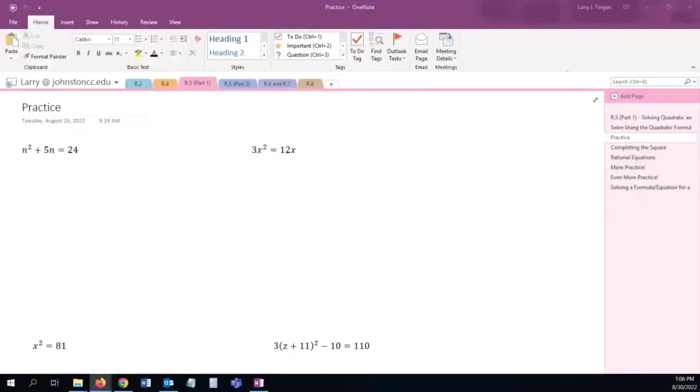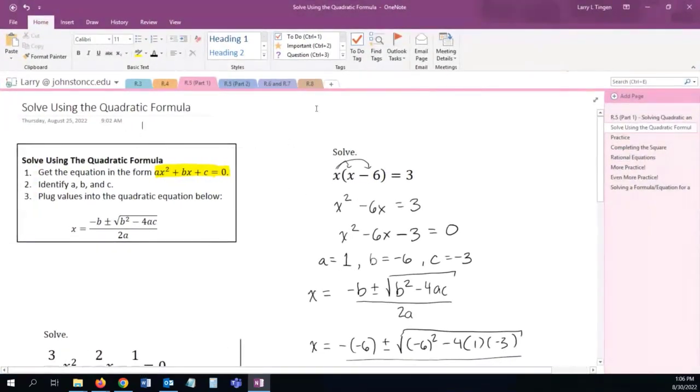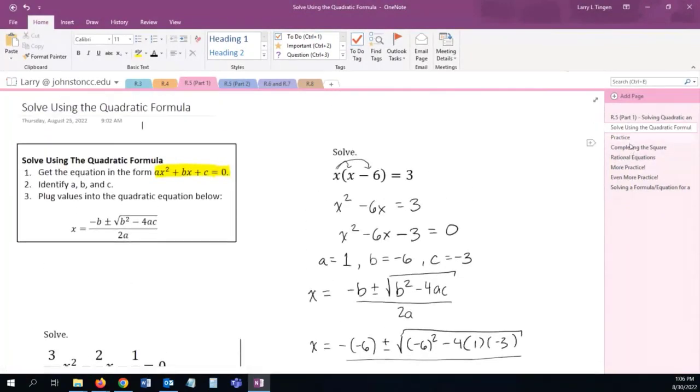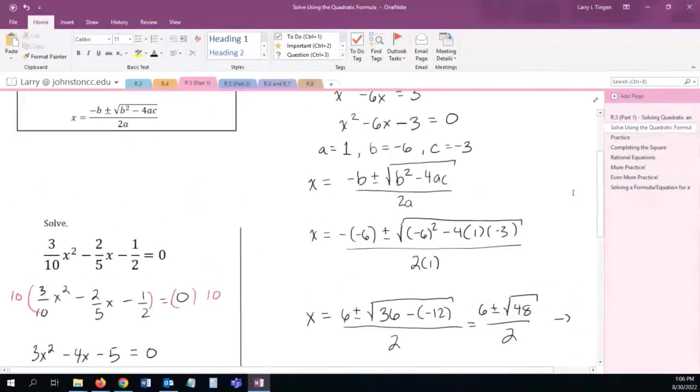As behind as it feels, I'm going to work really hard on getting us back up to speed. So at the end of last class, we started dealing with section R5, which is solving with the quadratic formula. And we see it listed here. Now we've got some practice problems to do. I want to walk through a couple of these.